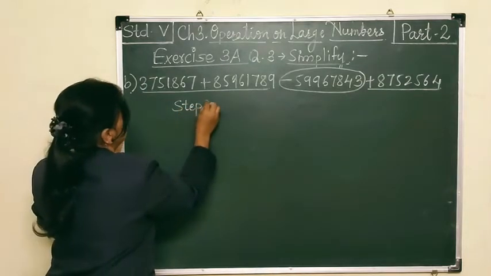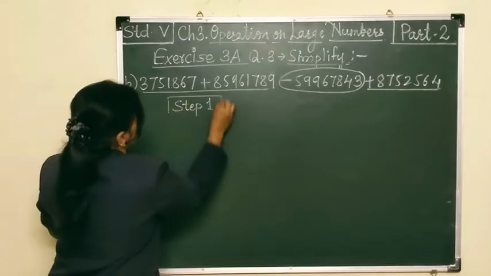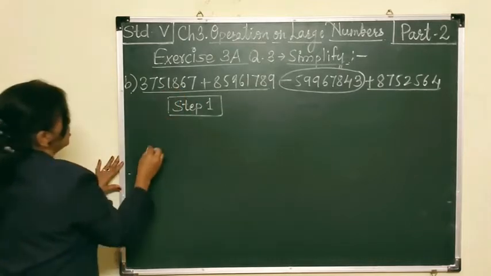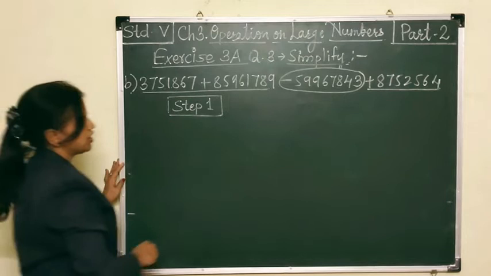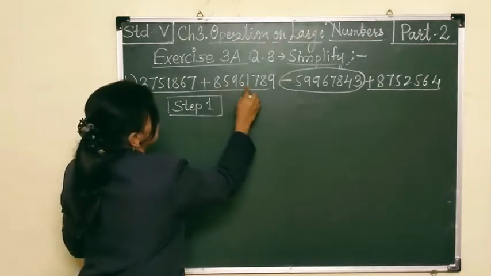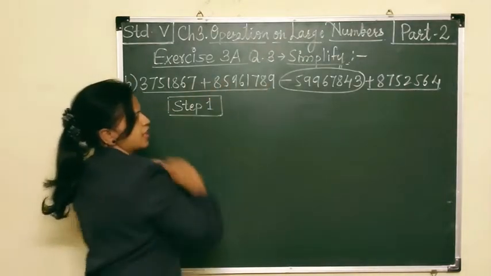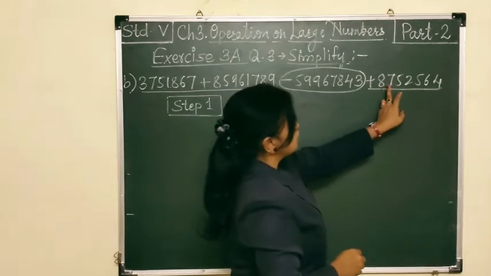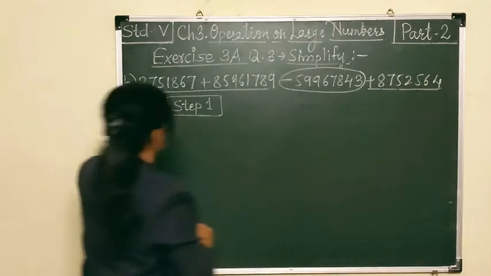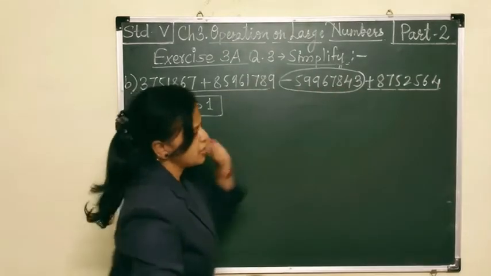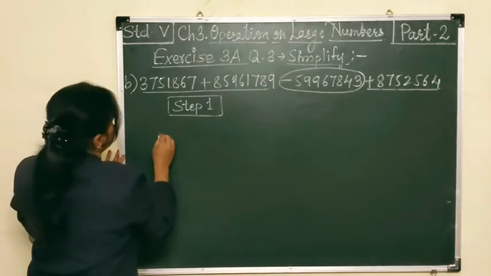Step 1. Take these three numbers for addition. See, 1, 2, 3, 4, 5, 6, 7. This is a 7-digit number. 1, 2, 3, 4, 5, 6, 7, 8. This is 8-digit number. And here 1, 2, 3, 4, 5, 6, 7. This is 7-digit number. So 7, 8 and 7-digit number. So I will write it properly here.